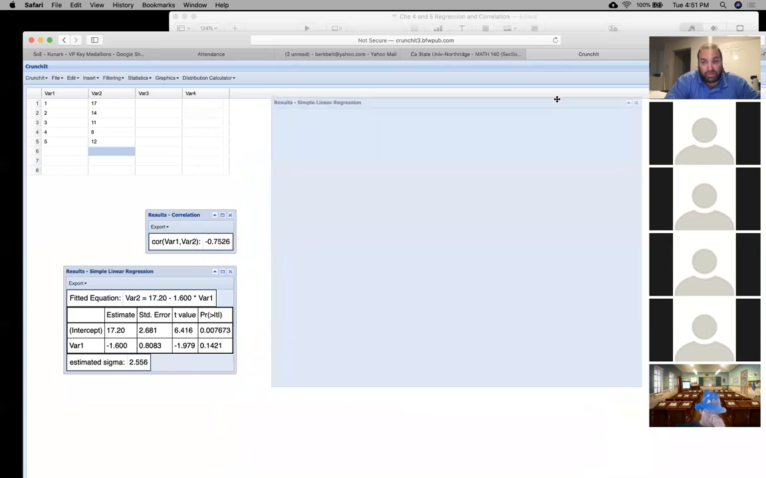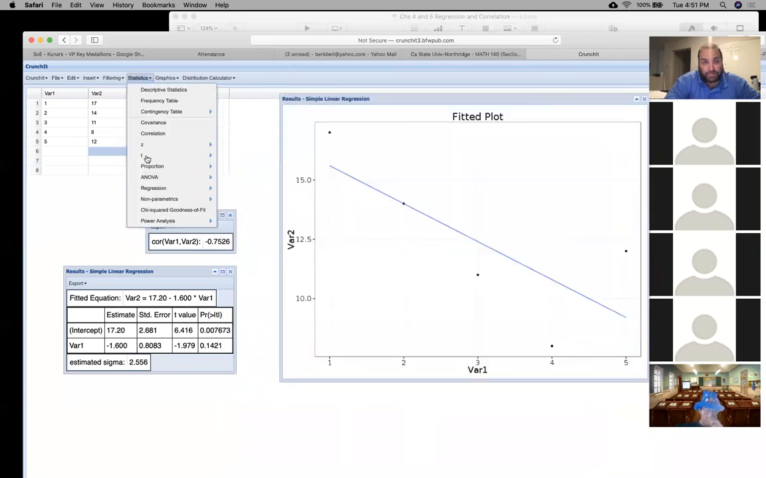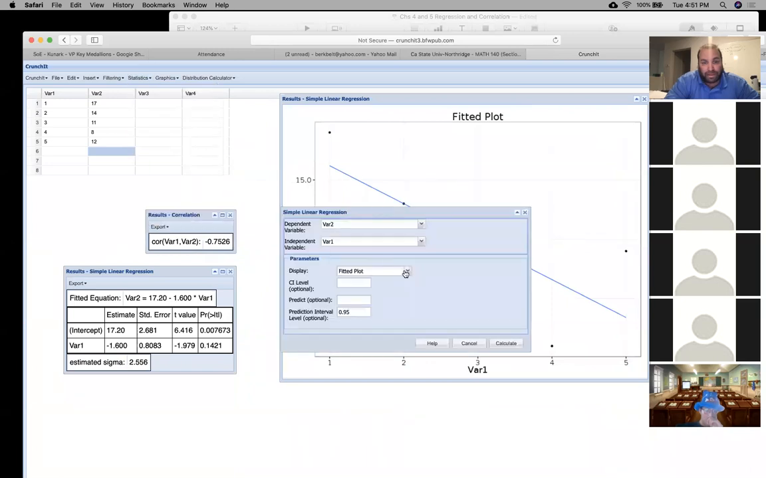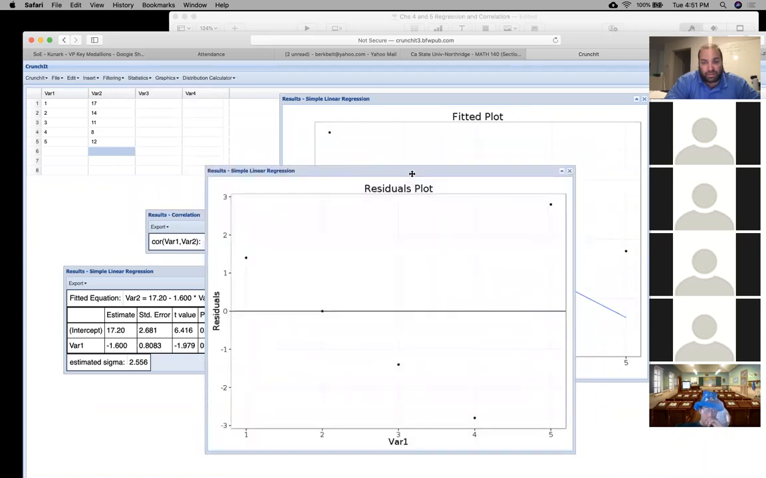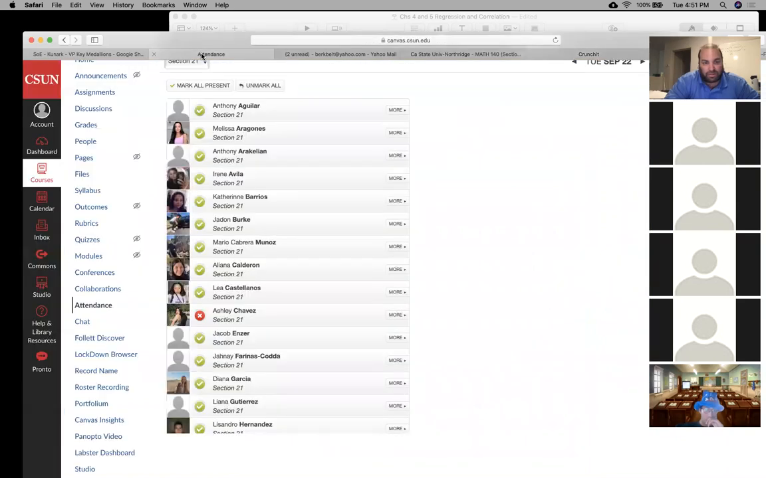And you'll notice I also saw there that I can do residual plots. And the residual plot is what we just studied, where you have your residuals. So Crunchit can do residual plots too. Isn't that amazing? Wow, I think it's amazing.